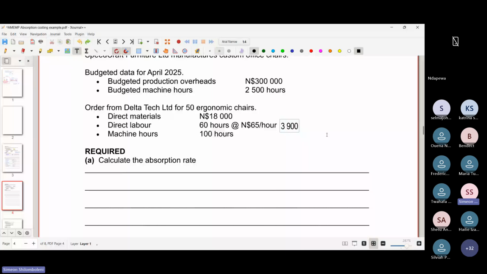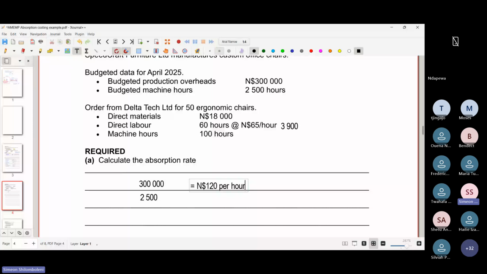How much is the fixed overheads? 300,000, divided by 2,500 hours. And then what are we going to get here? 120 Namibian dollars per hour. Or you can say per machine hour, because here we are dealing with machines, but just make sure if you say per machine hour, it's really machines.